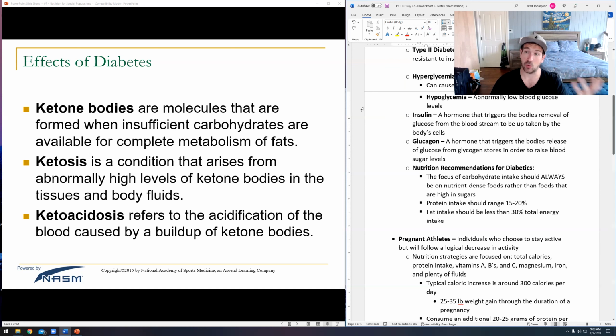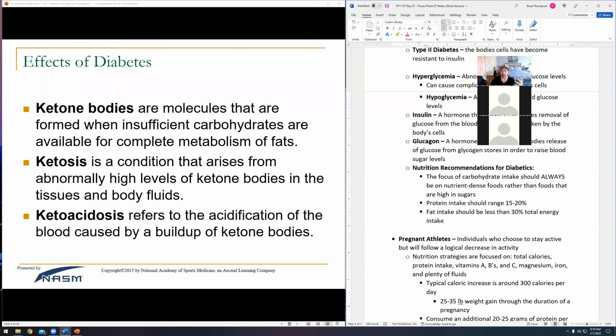But there is a certain point where there are so many ketone bodies flowing through your blood, you end up in what is called ketosis, which is where there's a ton of ketone bodies in the blood. And those can start to have some interesting effects. They are full of hydrogen ions, which means they are going to make your blood more acidic. And you can end up with what's called ketoacidosis, which is where there's too many acidic materials inside of your blood. And that can cause a certain amount of problems, right?